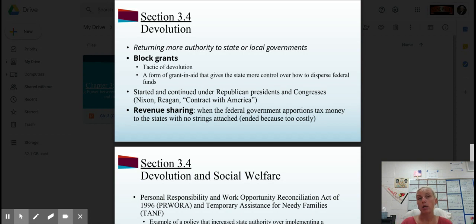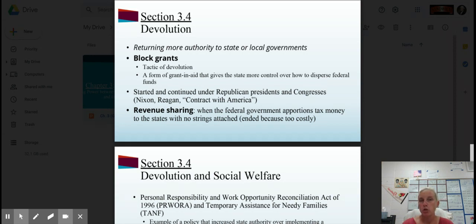A block grant would just be like, here's money from the national government for education to a state. That's very broad. It does have a purpose. It does have a specific category, but it's just education. It's not the nitty gritty of specific things for education.